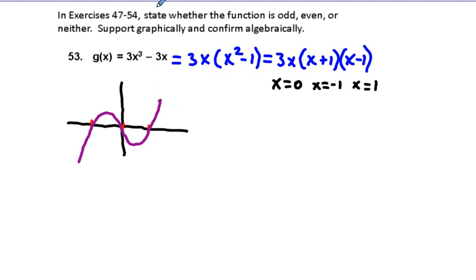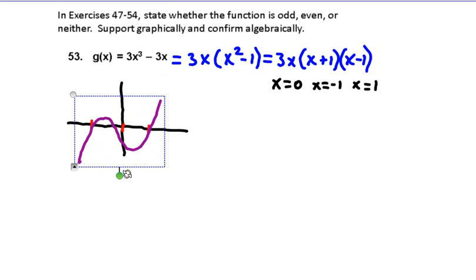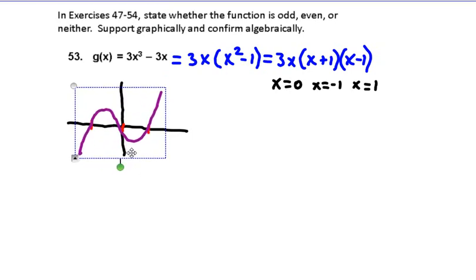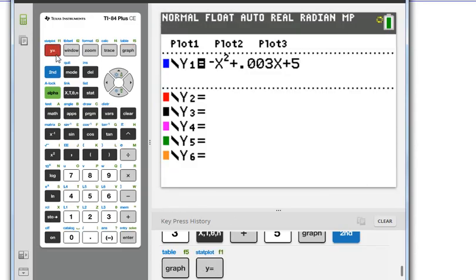And what kind of symmetry is this? Well, definitely not even symmetry. I'm going to try to do a little trick here with my smart technology. And if we spin this around, okay, you can't see it exactly, but this is 180-degree rotational symmetry. Because we spin it right about the origin, it spins upon itself. But let's go to the calculator to be sure.